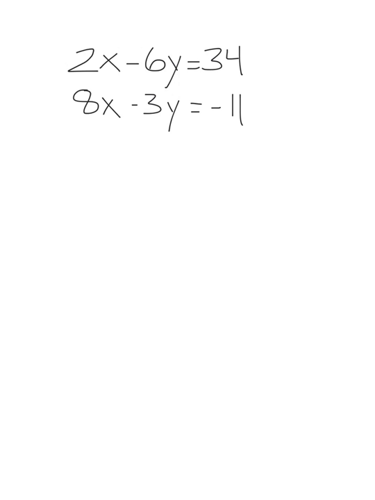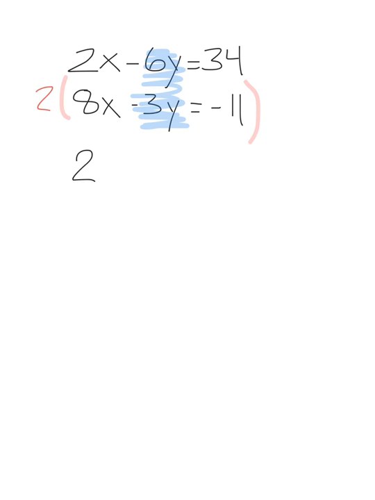I'm going to look at my y variables, or my y terms. The reason why I'm looking at my y terms is they're a little bit smaller. In other words, I can multiply one of my equations by a smaller number in order to eliminate y. So notice we have a negative 6y and we have a negative 3y. If I multiply my second equation by 2, that's going to allow me to then eliminate my y variable.